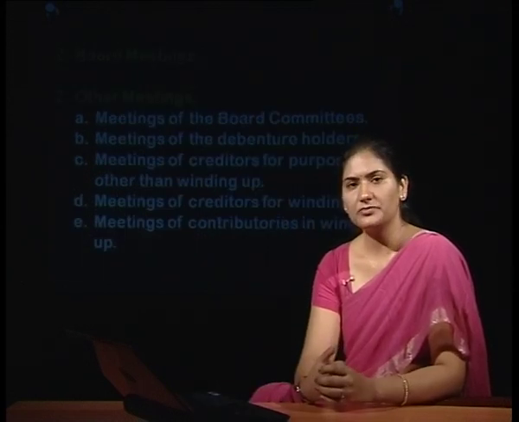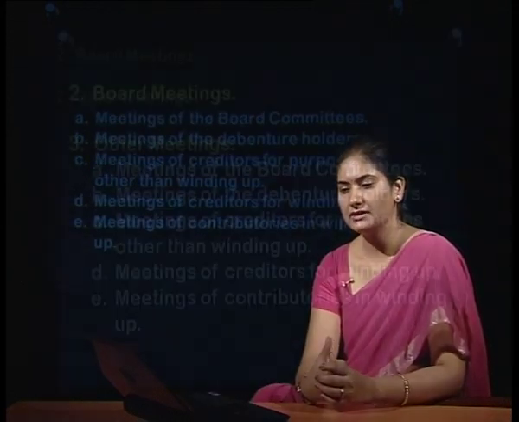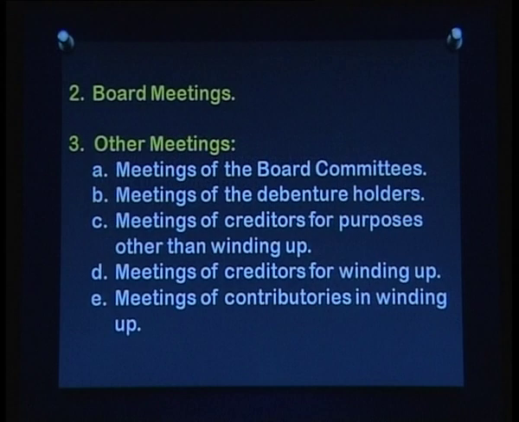The second type of meeting is the board meetings and the third type is the other meetings. The second kind of meeting is the meeting of the board and the third kind of meeting are some other meetings. This would include meetings of the board committee constituted by the company, the meetings of the debenture holders, meetings of the creditors for purposes other than winding up, meetings of creditors for winding up and meetings of contributories in winding up.